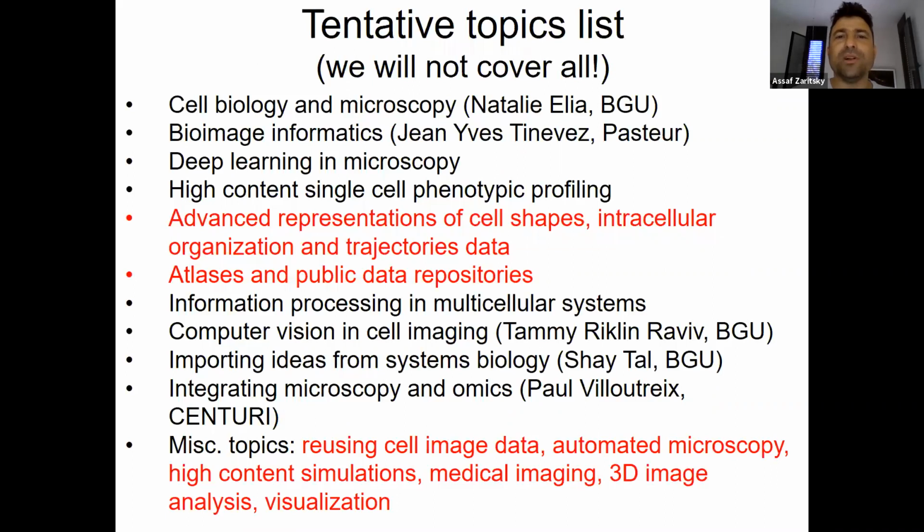So what did we learn and what didn't we learn in the course? The red is what we didn't get to learn. Natalie came and gave us a fantastic talk about cell biology and microscopy. Genevieve spoke about bioimage informatics. Then we had maybe 3 sessions about deep learning in microscopy, and a lot more than 3 sessions if you count the student lectures. I would say 3 sessions about high content single cell phenotyping. I think these were the two topics that we got to see the most of in this course.